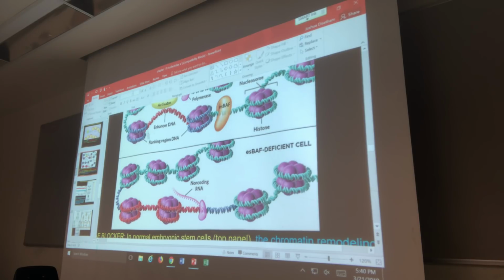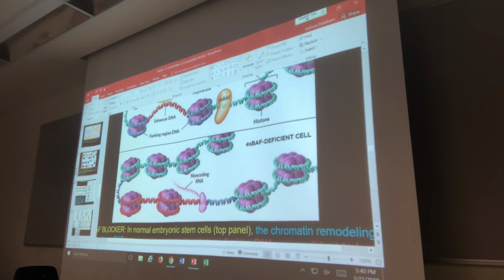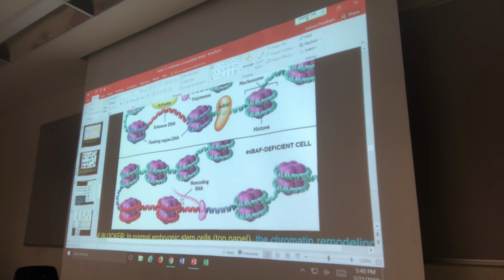Because of that, what was formerly this nice open enhancer region is now wrapped around, in this example here, two nucleosomes, two histone proteins. Because it is now wrapped around, there is no longer a clear landing site for a transcription factor to come in and transcribe whatever gene. So simply because this enzyme is no longer doing its job, you lose the ability for a transcription factor to come and land here and begin transcribing a gene.